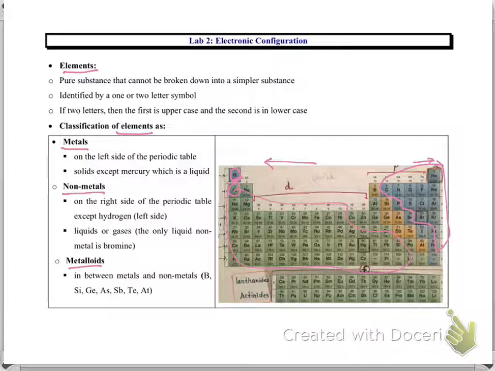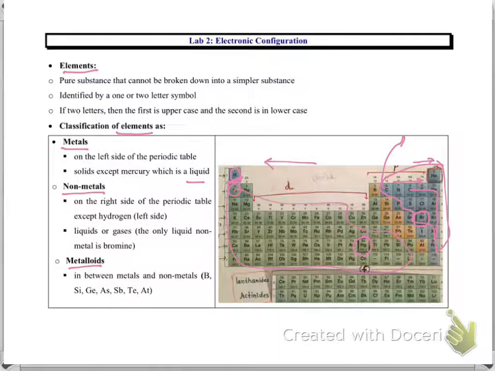And in between these elements that are labeled green and blue, there are yellow ones, seven elements: boron, silicon, germanium, arsenic, antimony, tellurium, and astatine. These elements are metalloids. So, metals on the left side, most of the metals are solid except mercury, which is a liquid. Non-metals on the right side, except hydrogen, which is on the left side. Non-metals are liquids or gases. Now, the carbon non-metal is a solid. This bromine non-metal is a liquid, and all these are gases.